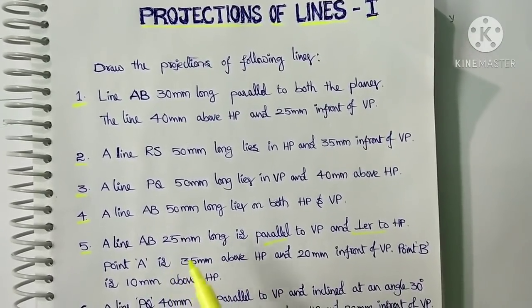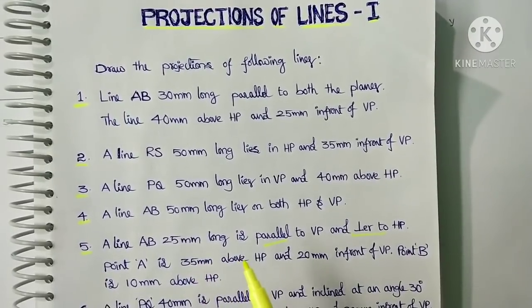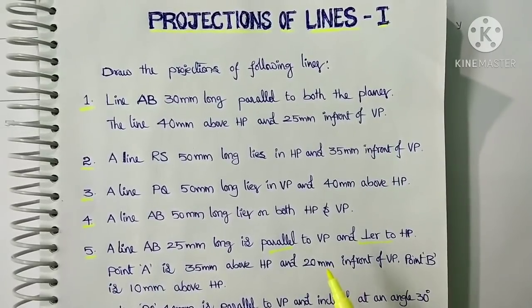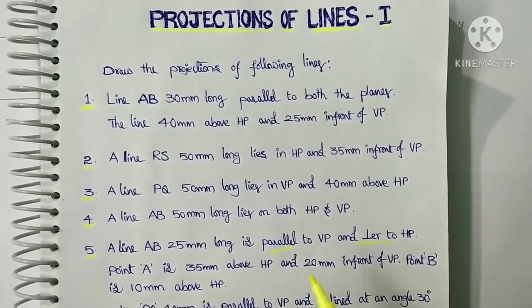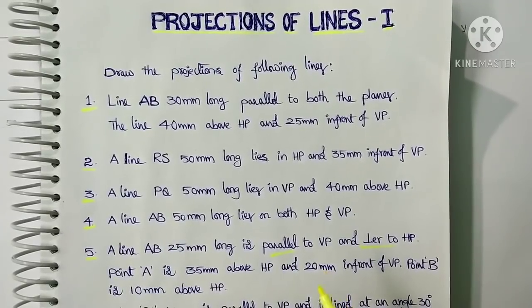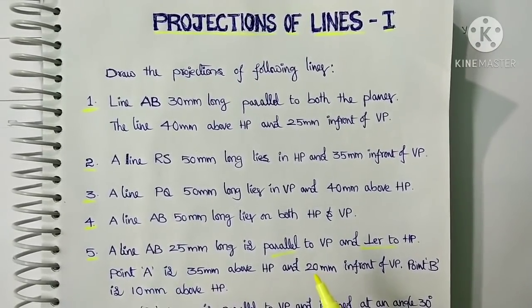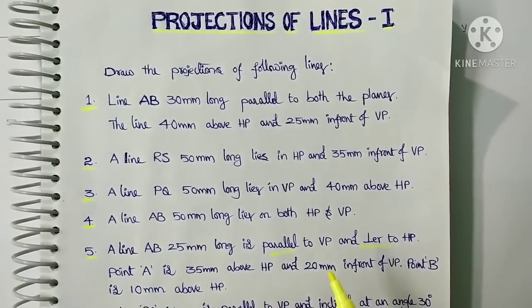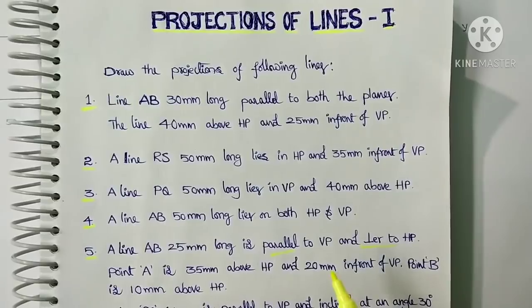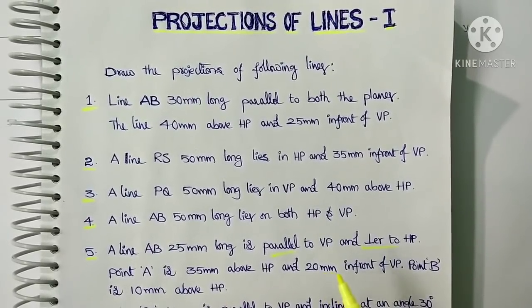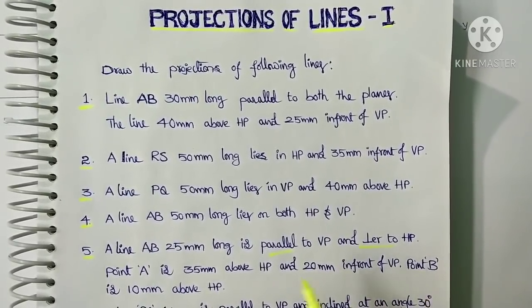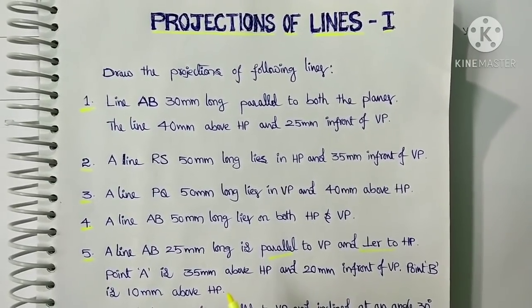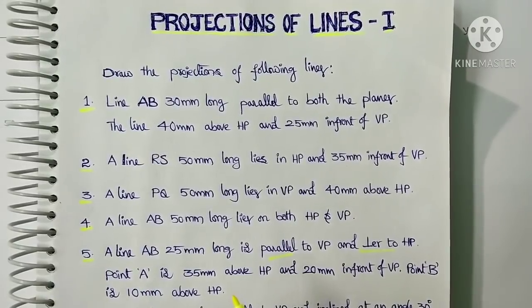So here point A is 35 mm above HP. Above HP means above the reference line, and 20 mm in front of the VP. In front of the VP means we will be getting that particular dimension below the reference line. That is located on the HP, but we should rotate the HP in the clockwise direction so that the HP comes downwards. So here the 20 mm comes downwards. Similarly, the point B condition is also available. It is 10 mm above the HP. So this is about the conditions of the given problem.